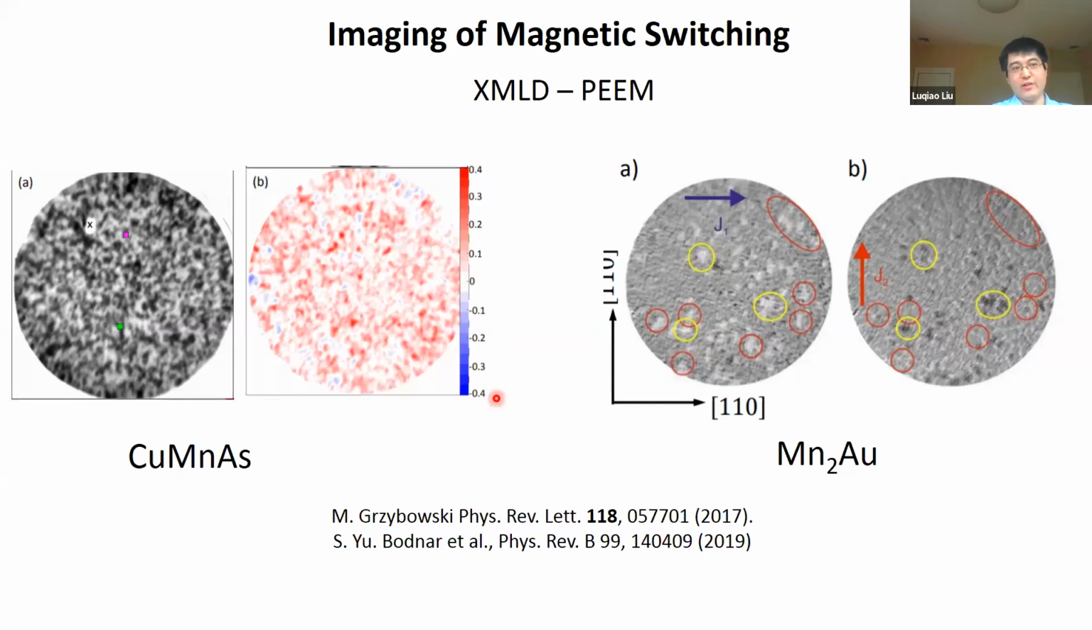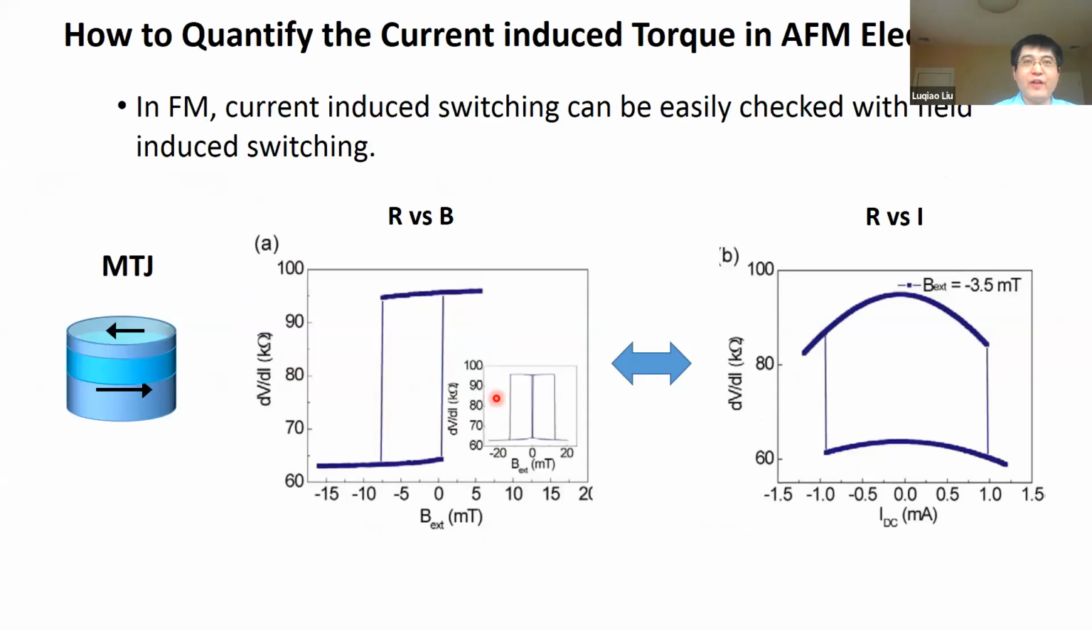So after the verification of the existence of this kind of magnetic switching, the next question is naturally, how can you quantify its magnitude? The reason is, only when you can quantify the magnitude of the current-induced torque or the current-induced effect can you start to optimize the effect. You can start to look for a better material or better device geometry in order to fully utilize the effect. But so far, I think electrically quantifying the current-induced torque or current-induced effect in antiferromagnets is still quite challenging. The reason is, in ferromagnets, it is relatively easy to quantify the current-induced effect by simply comparing with field-induced phenomena. Just to give you a simple example.